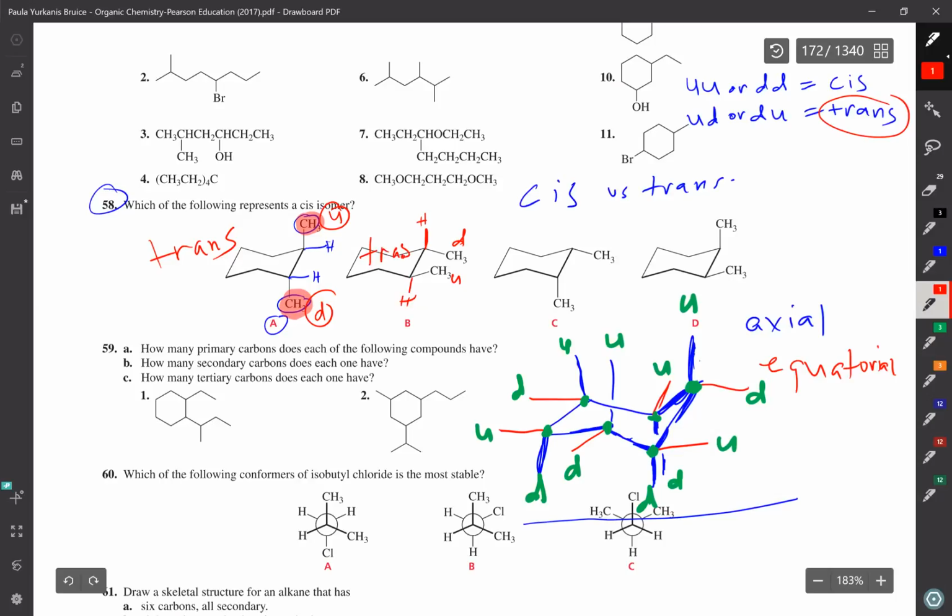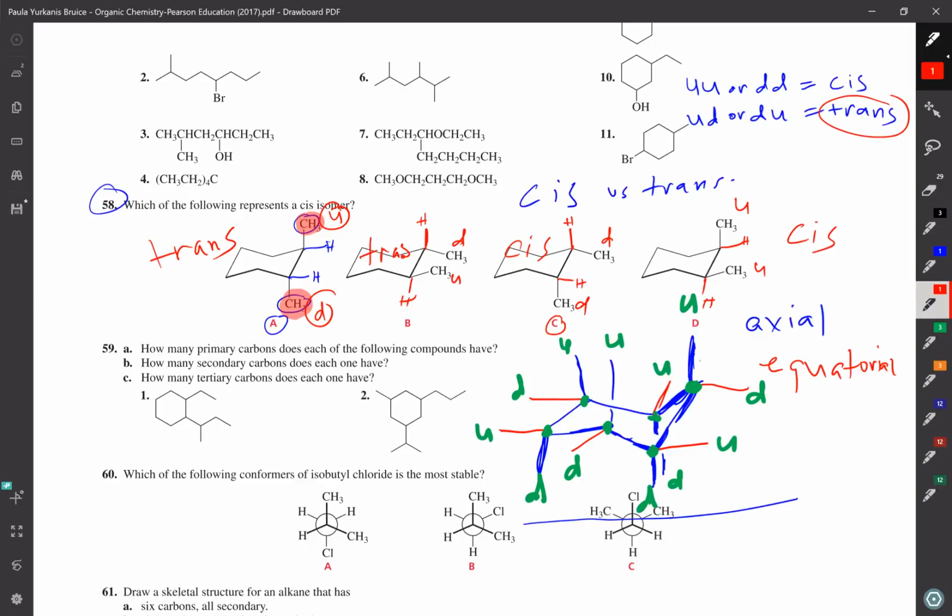Does that make sense? On C, I have a bond here with a hydrogen and then I have a bond here with a hydrogen. So in that case, this will be down and this will be down. Does that make sense? So they are both down, down. So this is a cis. Then the last one, I have a bond here and I have a bond here. This is an up and that's an up. So this is an up-up situation. So that gives me another cis. Any questions, guys?